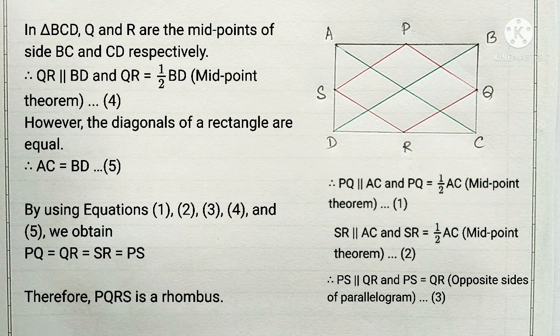So if all sides are equal, then what can we say? PQRS is a rhombus. I hope all of you understood this one. Is it clear? Okay, thank you.